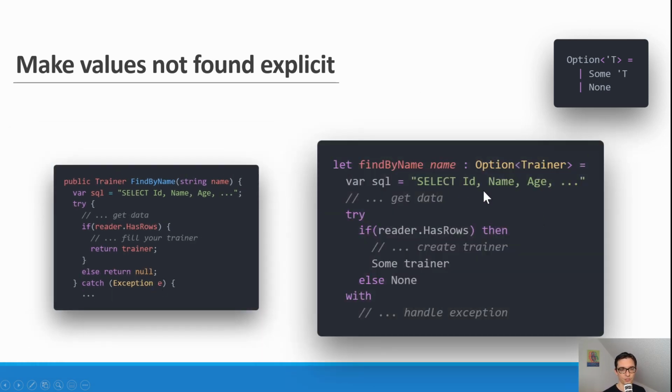Well, we have this F# function, which looks pretty similar, I guess. We have here the name of the function, findByName with the parameter, and we say, okay, now it returns an option of a trainer, not a trainer anymore. We also have the try with, which is the try catch in other languages, and we have the if then and the other cases. The difference now is that in here, if we actually found something, we return some trainer. So we make it explicit that we actually found something. And if we didn't find a trainer, we return none and not null anymore. So we made it explicit in our return type that we are dealing with something that might be missing.